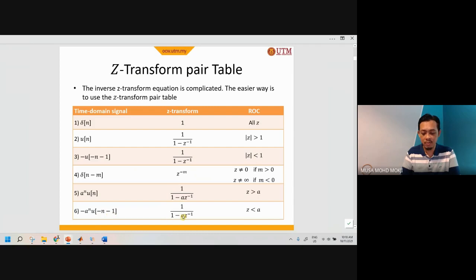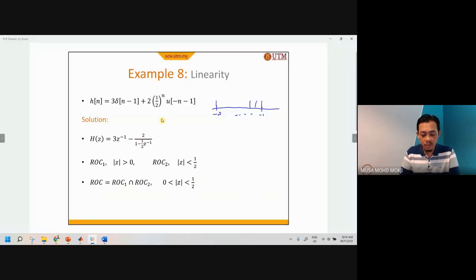Okay, so you should get this one, but the ROC is z greater than alpha. So what we'll have is 2 over, because we have 2 here, and then this is 1 over 2. So this is 1 over 2, and the ROC is z less than 1 over 2. So what is the region which overlaps between z greater than 0 and z less than 1 over 2? The overlap region is actually from 0 up to 1 over 2. Okay, because this is greater, so this is less than.